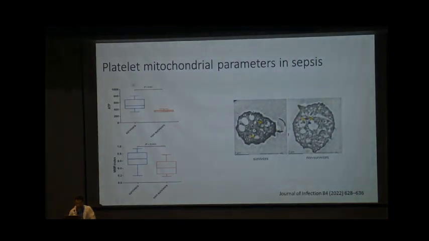Similarly, this basically shows the changes in the platelet mitochondria which are seen in patients with sepsis. The ATP generation is hampered. There is a decrease in the mitochondrial matrix polarization index, which is seen in non-survivors as compared to survivors. This basically shows the electron micrograph image of the platelet of the patient. There's increased vacuolization of the mitochondria, and they are inflamed.